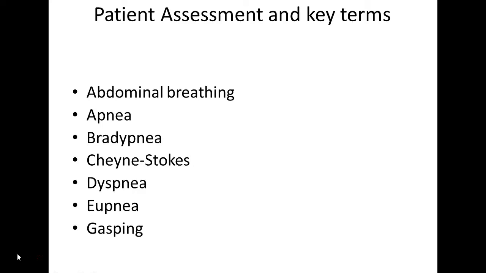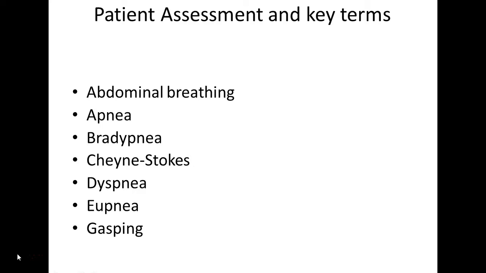All right, let's talk a little bit about assessment. Again, all of this should be reviewed from things that you learned last year. These are just some key terms that you should know. Abdominal breathing is using your accessory muscles to breathe. Apnea, not breathing at all. Bradypnea, slow respirations. You remember that your normal respiratory rate is 12 to 20 for an adult, so bradypnea would be less than 12.